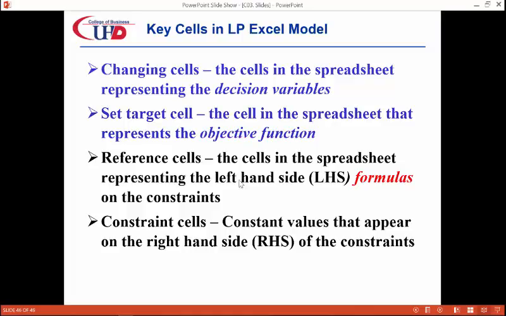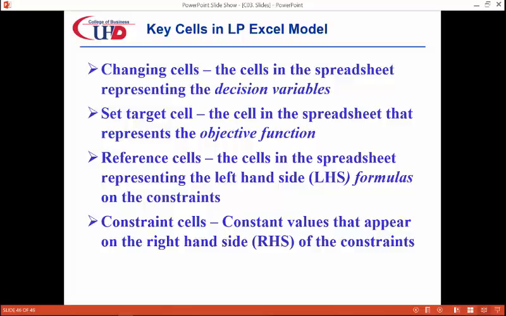Target cell is the place you put the objective function. When you configure the formula in the target cell, you need to refer to the changing cells according to the objective function. The next 2 cells, reference cells and the constraint cells, are related to the constraints.